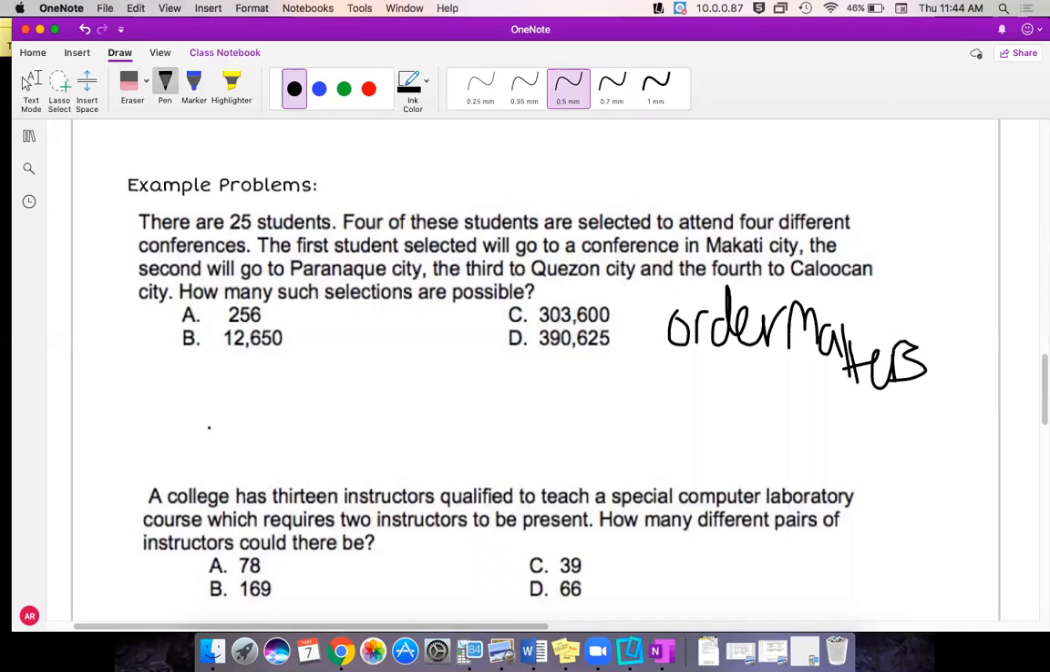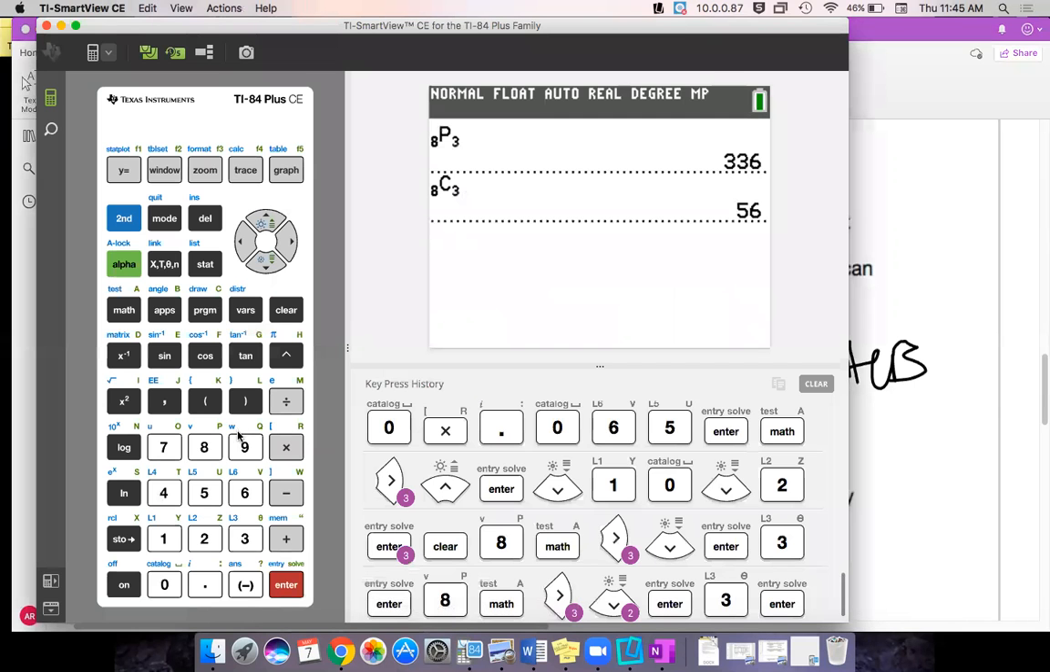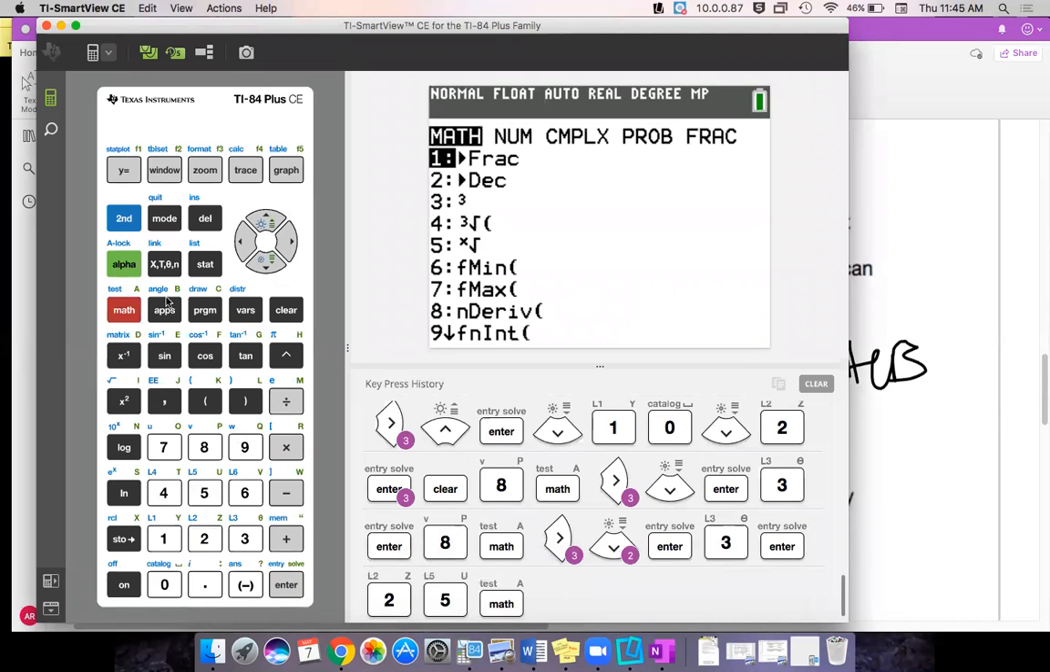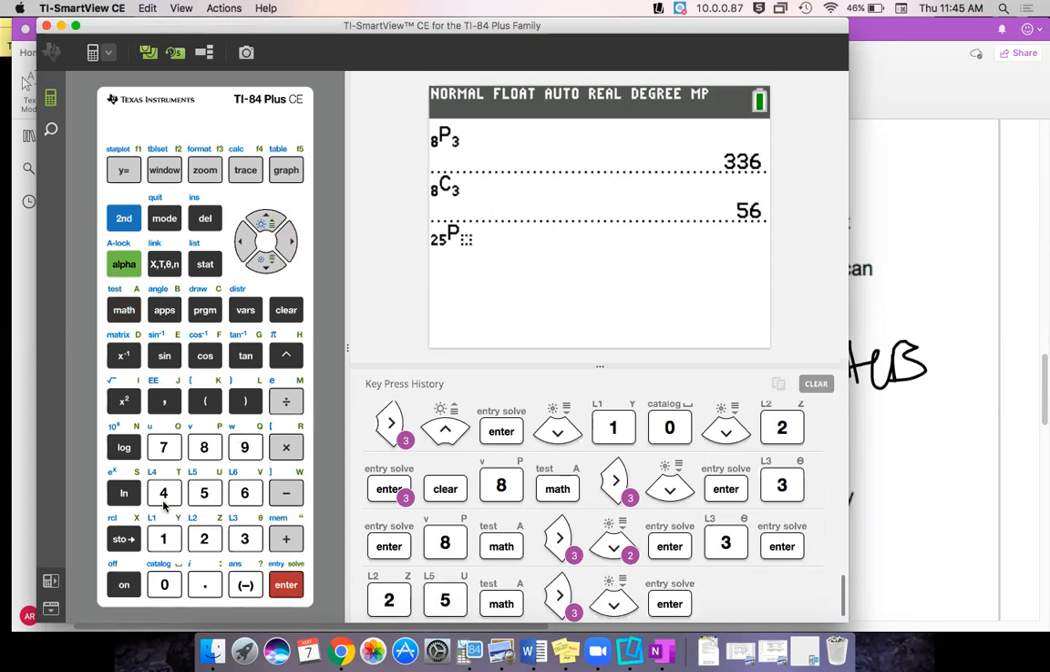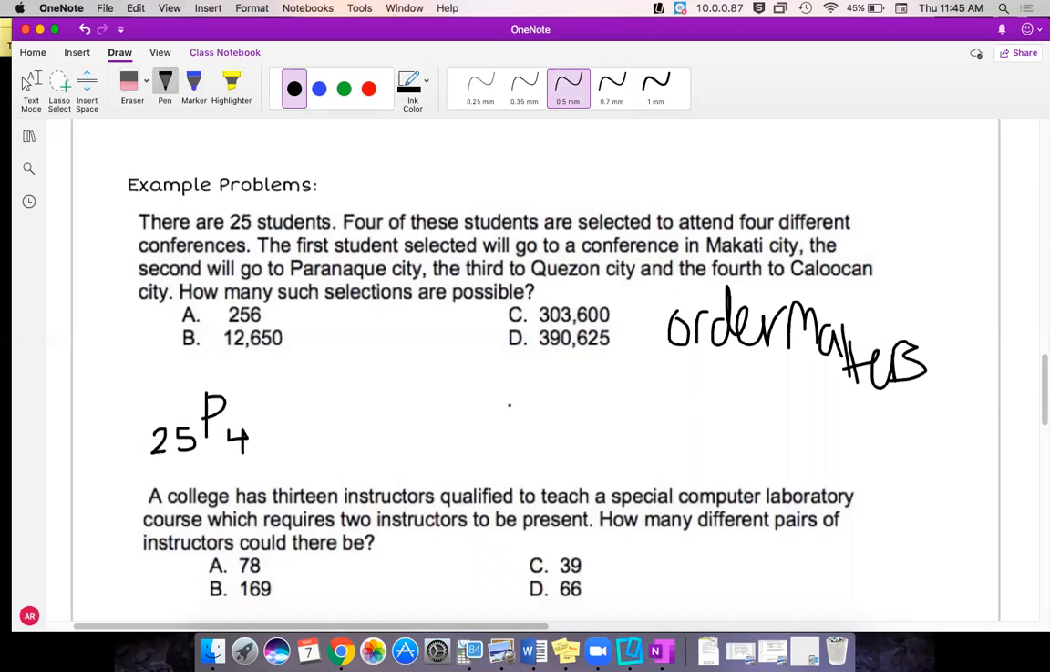Okay, so we do the total number of people we have to choose from. So we have 25 to choose from. We're doing a permutation because the order matters. And then we are trying to choose different groups of 4. And we want to figure out what that looks like. So I'm going to go to my calculator and I'm going to type 25. We're doing a permutation, so probability, permutation, and I'm choosing 4. So the answer to this one would be 303,600. So the answer to this should be C.